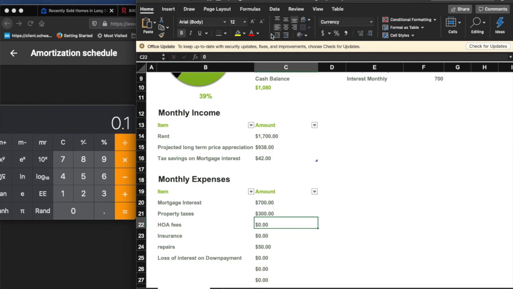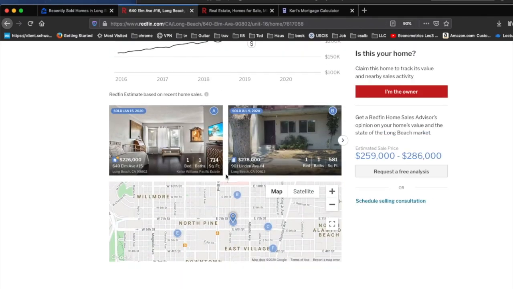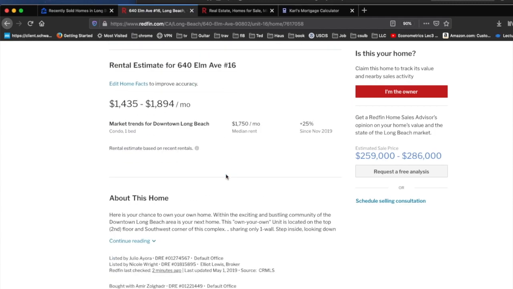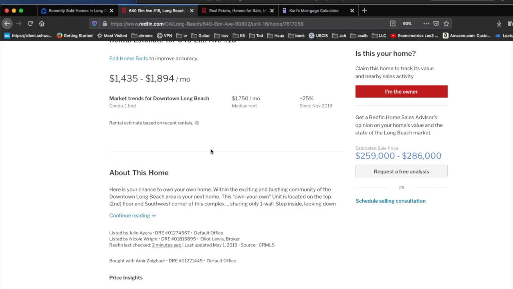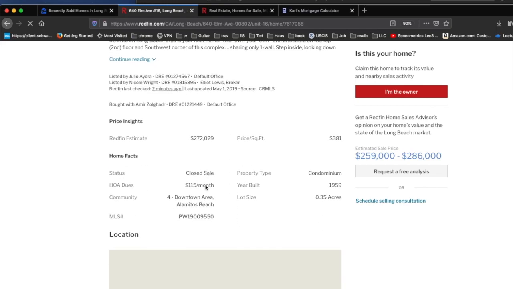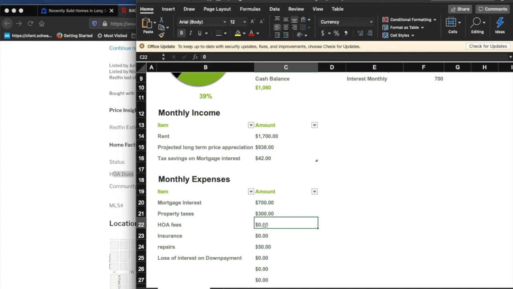Then HOA fees. You can always look up HOA fees in the MLS description. It usually says somewhere. Single family residences oftentimes don't have HOA fees. Here you see, by the way, the median rent is $1,750 per month. I calculated with $1,700, so that's not far. Here, HOA dues, you see $115 per month. So on that property, we need to pay $115 HOA fees per month.